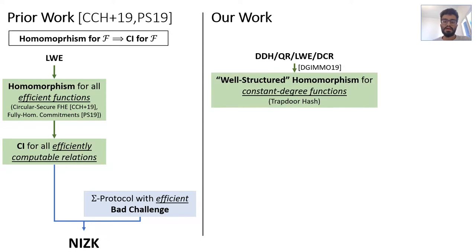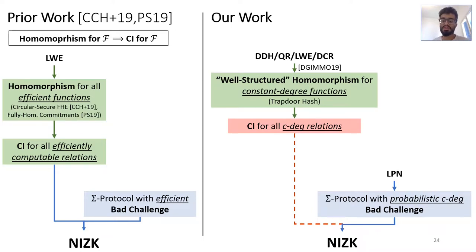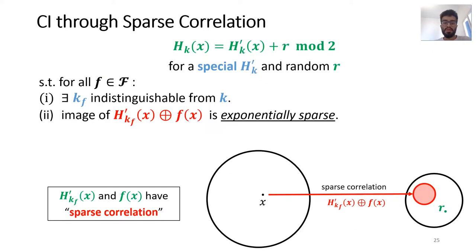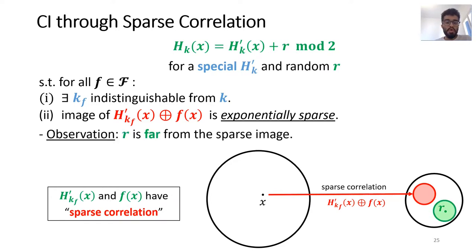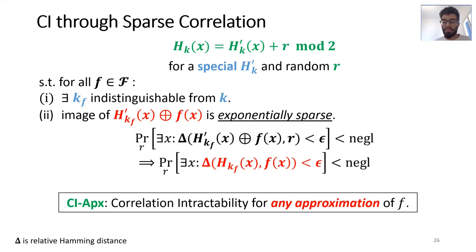So from the work of Döttling et al., we know that we can get such well-structured homomorphism for constant degree functions from many standard assumptions, including DDH, for instance. And like I showed you, this gives us correlation intractability for all constant degree functions, but unfortunately, this is insufficient for NIZKs. So now we ask whether we can get something stronger out of our idea of sparse correlations. And remember that we claimed that a random R is with overwhelming probability not in the image of a sparse correlation. But we also observe that with overwhelming probability R is actually far away from this image. And this almost immediately leads us to defining a stronger notion of correlation intractability, which we call CIAPX.